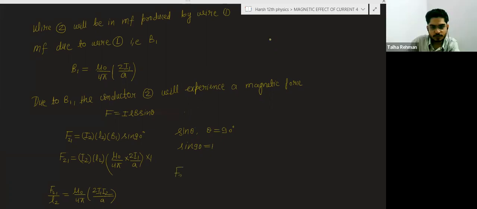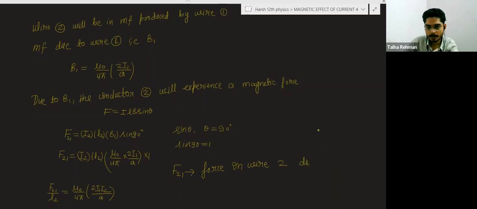So F21 is the force on wire 2 due to wire 1. Simple. And F12 means the force on wire 1 due to wire 2.